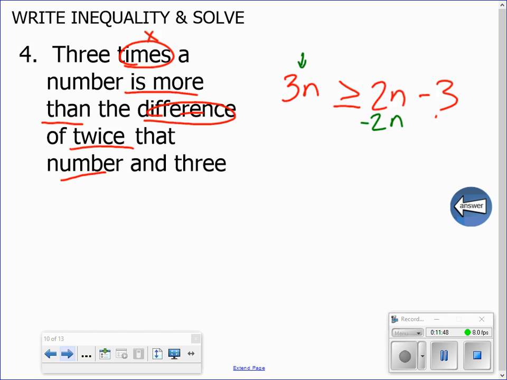So to move the 2n, remember we're doing inverse. Inverse of positive 2n would be to subtract it or make it negative. That would cancel out there. That forms a 0 pair. And 3n minus 2n is n. And so what we end up with is n is greater than or equal to negative 3. Now I don't have to reverse the inequality sign here because we are not multiplying or dividing by a negative number. So just kind of remember that. We only change it if we're multiplying or dividing by a negative number.